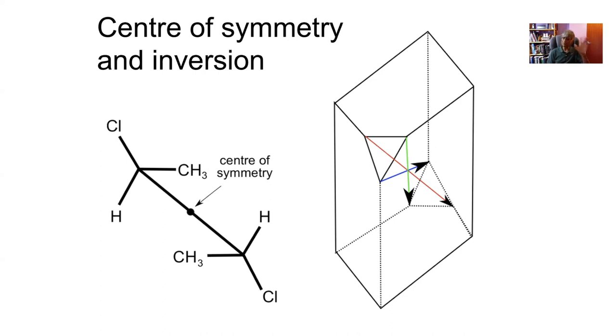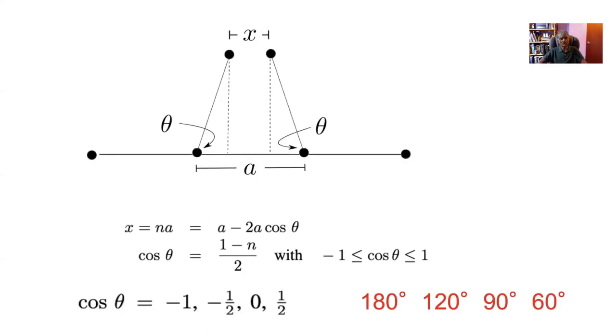Now, in terms of rotation axes, you cannot just have any old rotation because the periodicity of the lattice limits which rotations you can have. And that can be illustrated with this very simple calculation. So here we have a regular arrangement of points spaced a distance a apart. And if I implement a rotation of theta degrees with an axis pointing out of the plane of the board at this point, then I recover this position here. So that's a rotation of theta, which leads me to this point. And similarly, a rotation of theta about this leads me to this point.